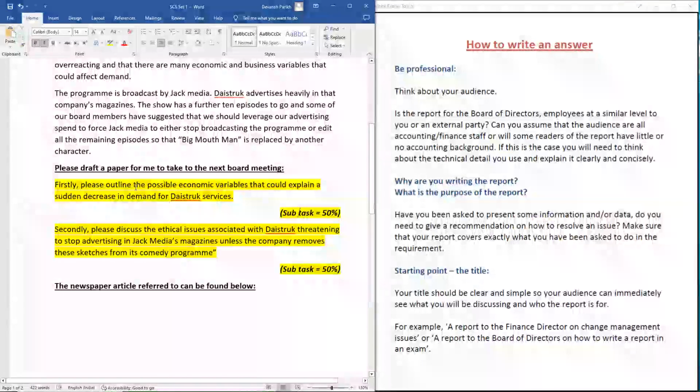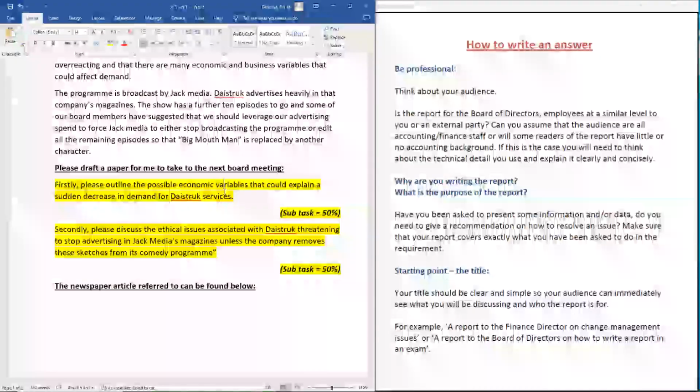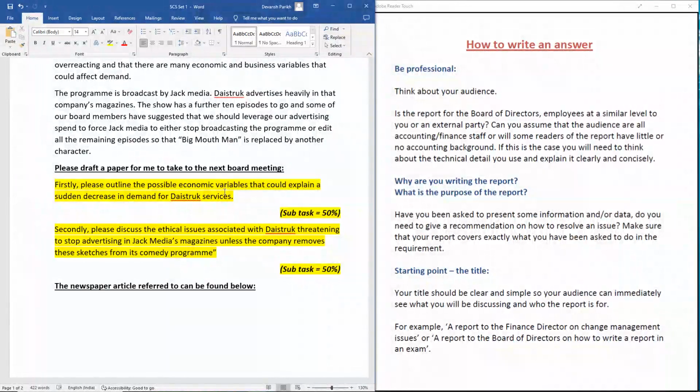So when you read this task, you are supposed to give me 6 to 7 economic variables that could explain a sudden decrease in demand for Daystruct's services. Remember all of this, the first 5 minutes, you have read the entire question. You still have 10 minutes of your planning time remaining. So this is what you have to do in the remaining 10 minutes. The first 5 minutes, you very carefully go through the entire question. Okay. But then the focus has to be on the task.